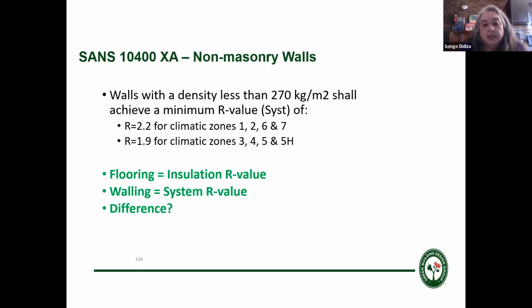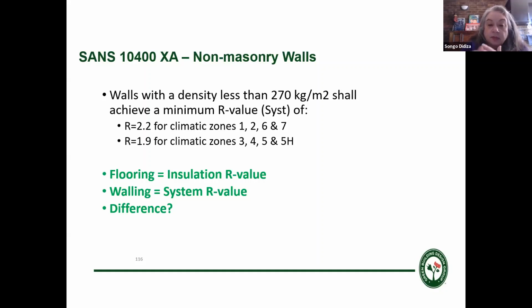Then there'll be insulation, perhaps a vapor barrier, generally a vapor barrier, and then an external cladding, like an Everite board. So the R value of the system would be the R value of the plasterboard plus the R value of the insulation. The vapor barrier doesn't really have any R value, it's just thin, it's there for water. So it's the R value of the plasterboard plus the R value of the insulation plus the R value of the external Everite board. And that must add up to 1.9 in your area.